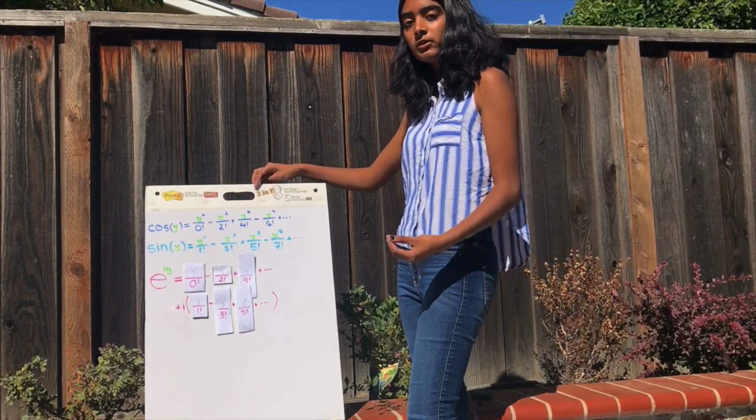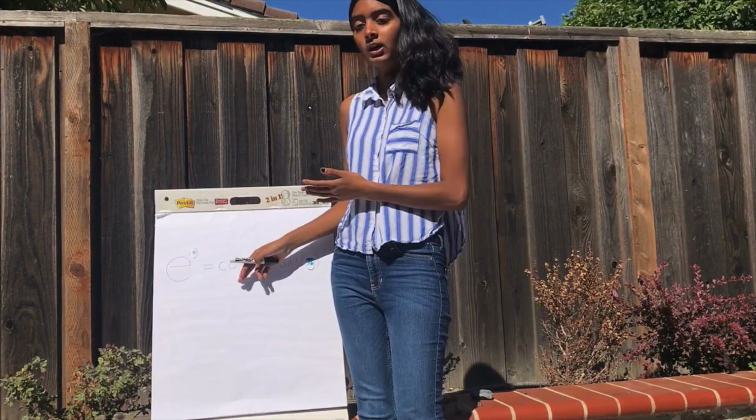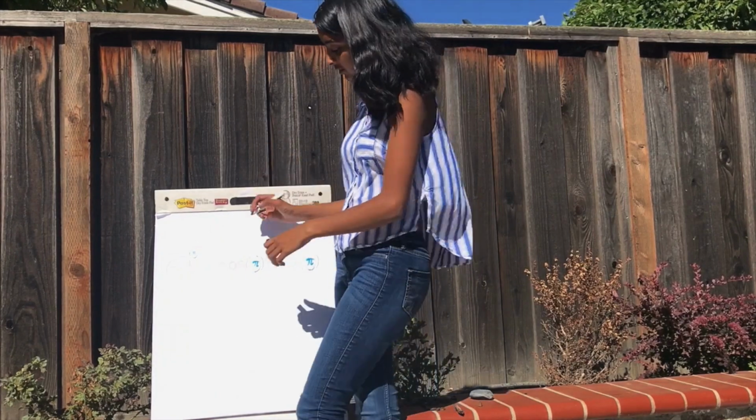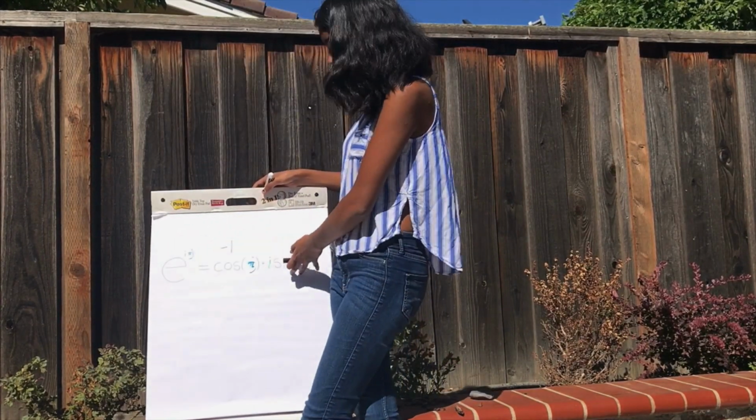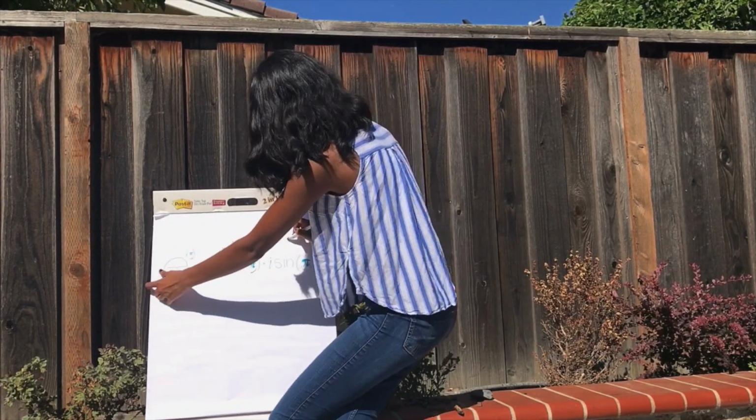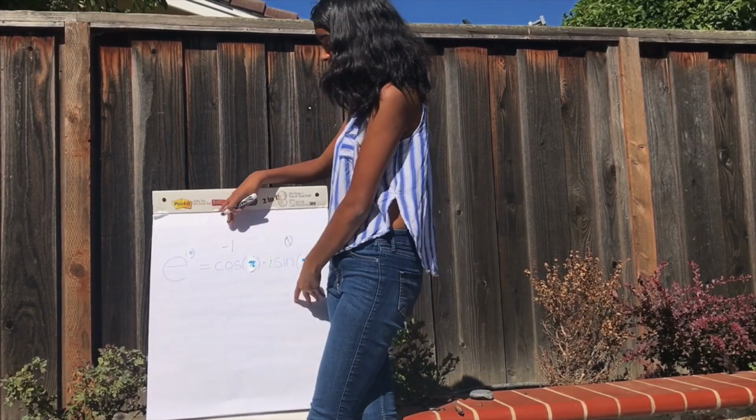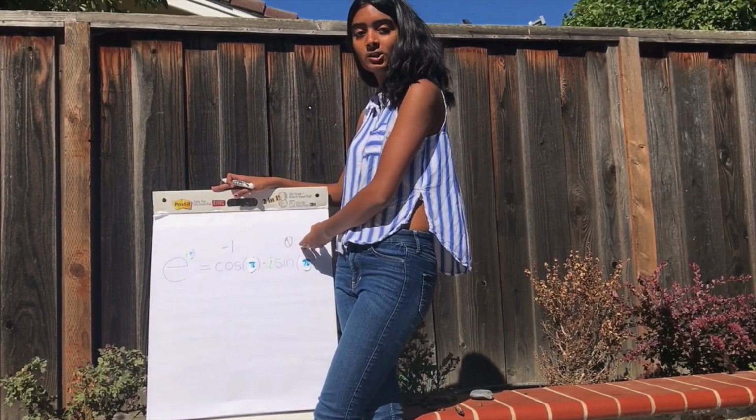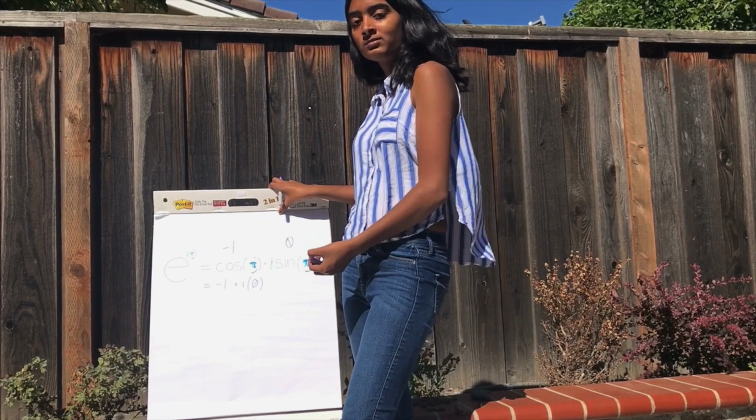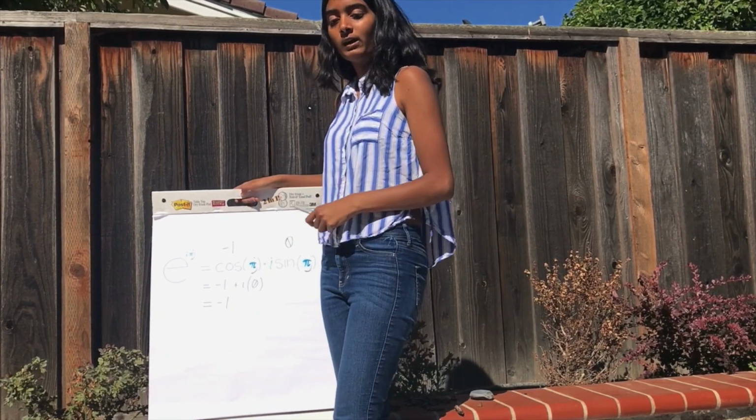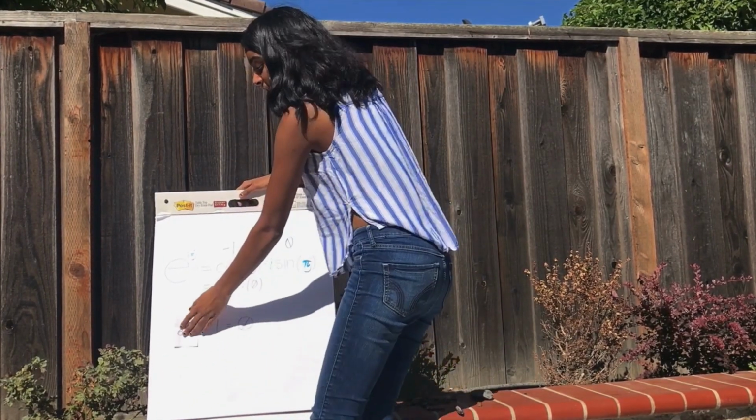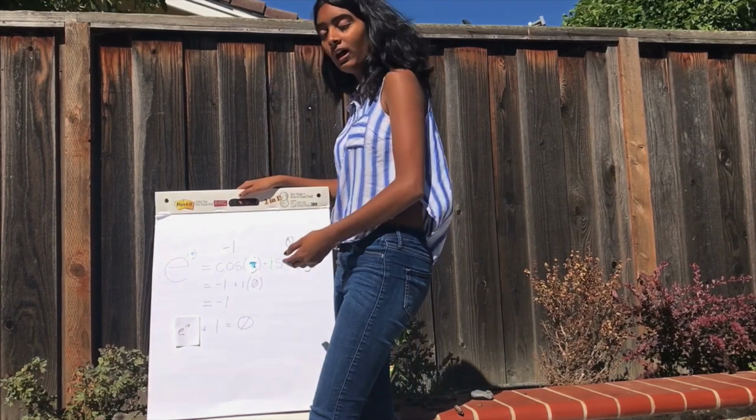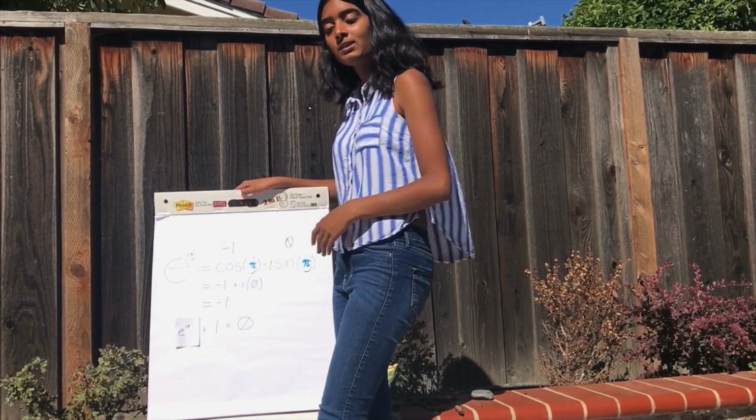So now what happens if we plug in pi here? Well, the cosine of pi radians is negative 1, and the sine of pi radians is 0. So e to the i pi is negative 1 plus i times 0, and that's just negative 1. And since negative 1 plus 1 equals 0, e to the i pi plus 1 also equals 0. Isn't that amazing?